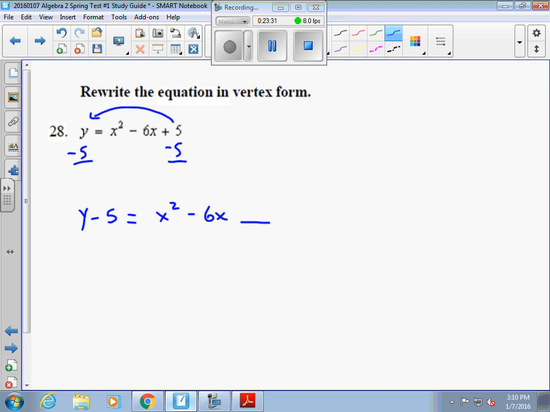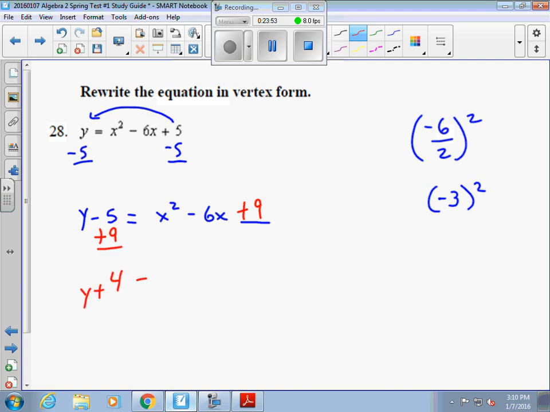Again, for c, take b's value, negative 6, divided by 2, and square it. Negative 6 divided by 2 is negative 3. That squared is positive 9. So that's our new C value. But remember, when you add 9 to one side, you must add it to the other side. So what this gives us is y plus 4 is equal to a perfect trinomial on the right, just like a minute ago.